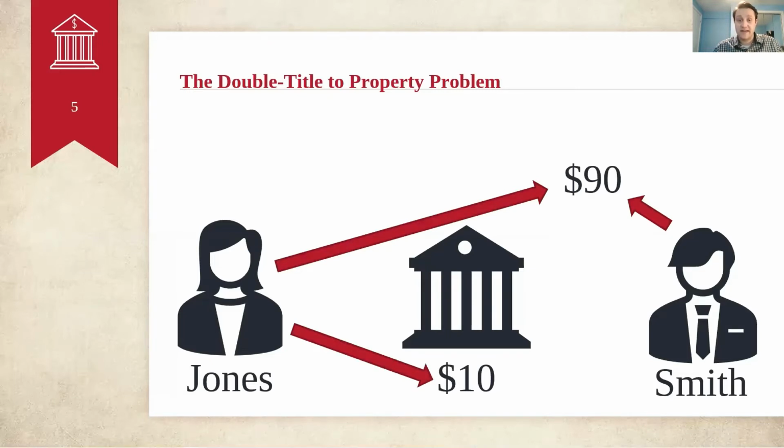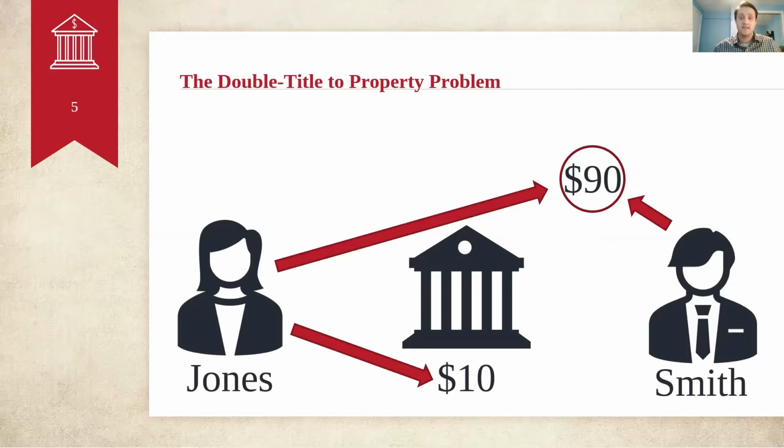There's therefore $90 which two people believe they have title to. This is a problem because it creates a conflict of rights in that both parties believe that they have the right to use the money in the way they choose, including in ways which might conflict with one another. Jones believes that he has the right to spend the money on a new car, while Smith believes that he has the right to spend the money on a new laptop.